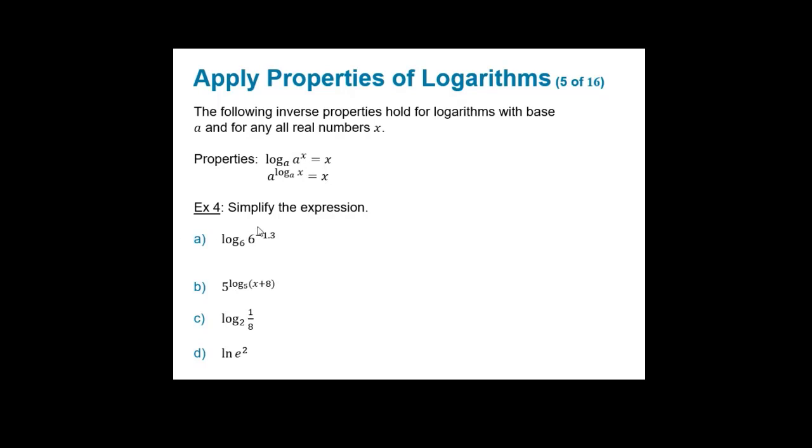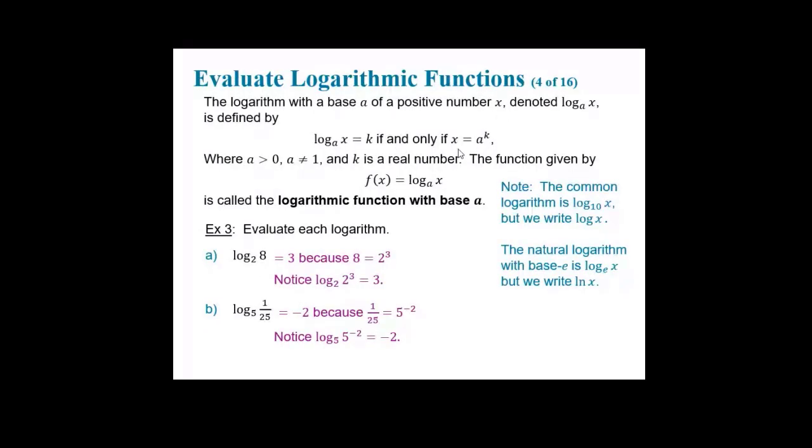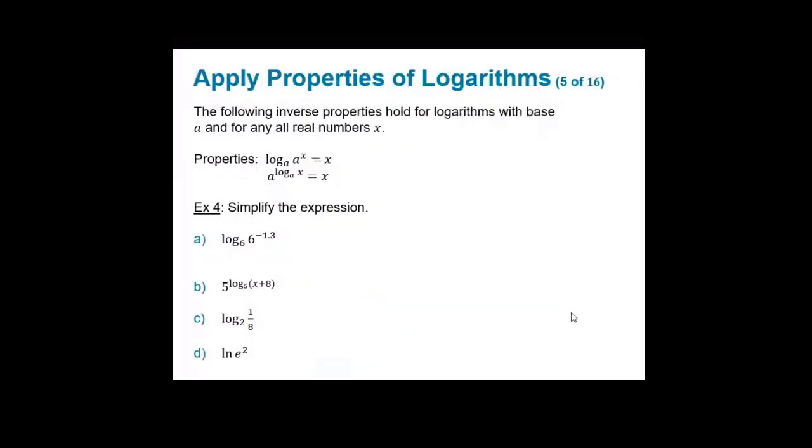So notice we have a couple of things to memorize for this section. So we have our definition that we just learned. So going back a little bit, you want to make sure that you know this definition. You'll want to know that the common logarithm is just log of x. You want to know that the natural log with base e is just written as ln x. And you'll also want to know these two properties. Okay, so let's simplify the expressions. So notice the key to these properties is the base of the log and the base of the exponent have to be the same, right?